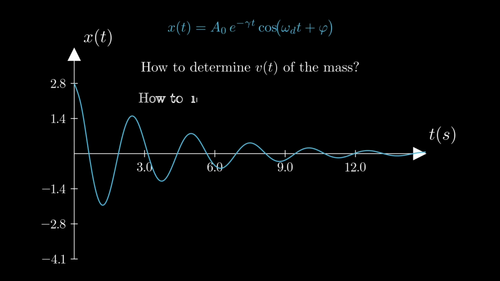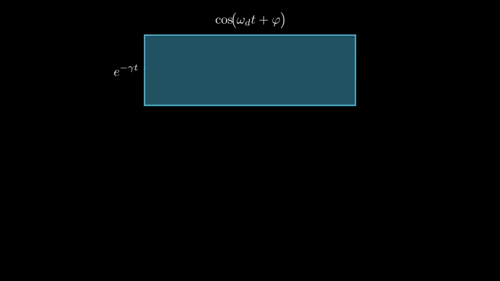How would you find the velocity of this mass? Of course, you're right. You would be familiar by now. We differentiate x of t. But since x of t is a product of two functions, we need to use something that we call the product rule. Let's build some intuition.